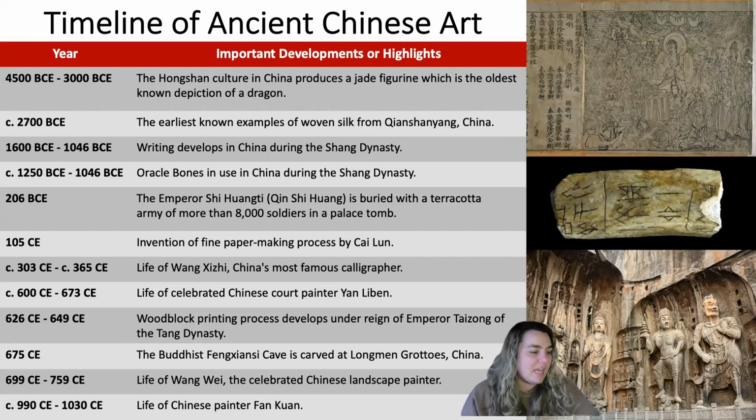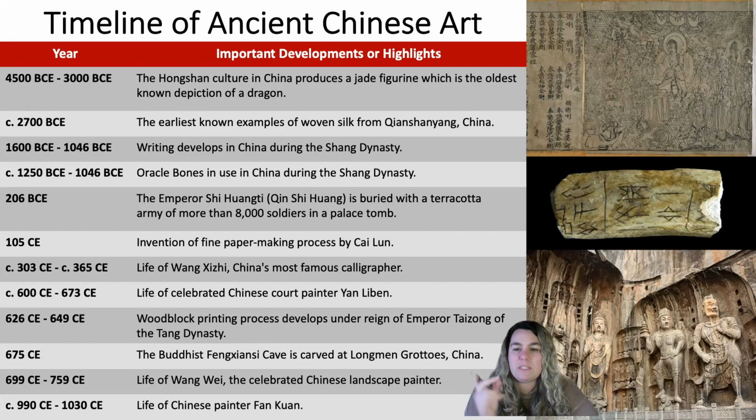Okay, so if you think about this, this is the time of the ancient Egyptians. So we studied ancient Egypt. We're kind of looking at that same time period here. All right, and then as you can see, we see the earliest known examples of woven silk in 2700 BC. Writing starts to develop under the Shang dynasty.